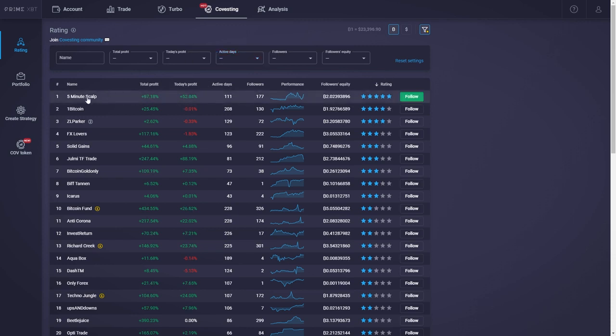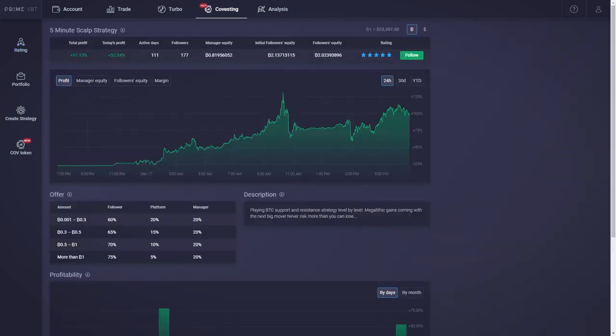When we click the trader, let's say that we pick our 5-minute scalp strategy right there. That means right now, of course, we are going to get to this page. And here you can see that we also have some more important metrics that we need to pay attention to. In my opinion, one of the most important metrics here is manager's equity. That means how many funds is this trader using of their own.